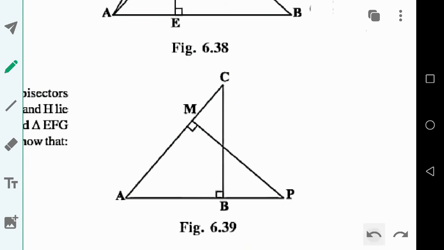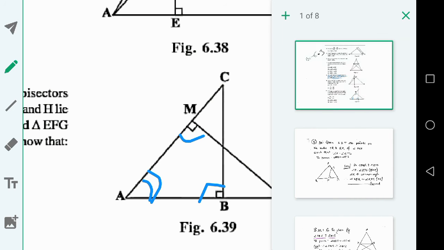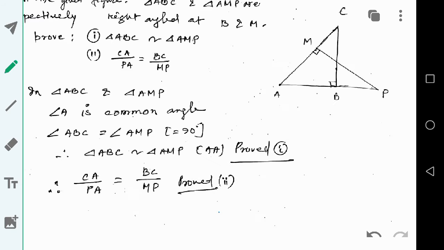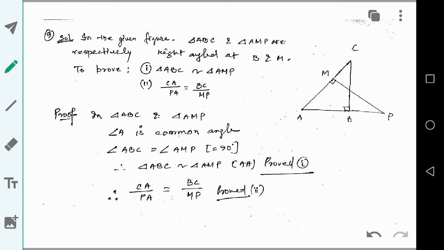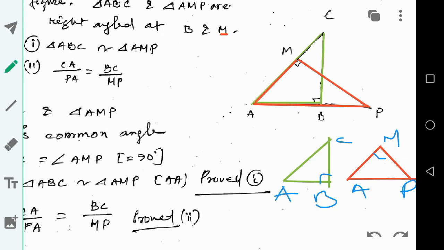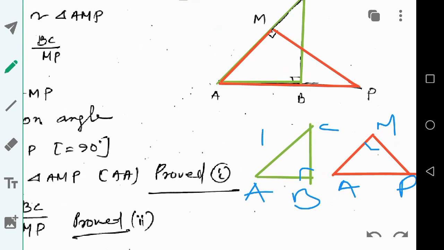Let me show you here. This is the common angle for both triangles, and these two are right angles. So according to angle criteria, they are definitely similar. Let me show you the solution. Here is the solution of question number 9. In order to prove these two triangles are similar, I have drawn the two triangles separately here. These are the triangles ABC and AMP.